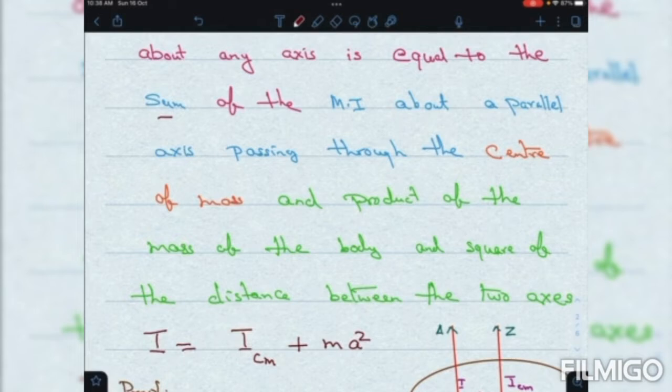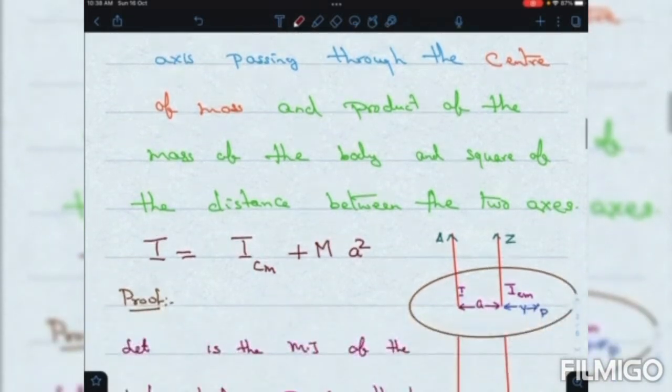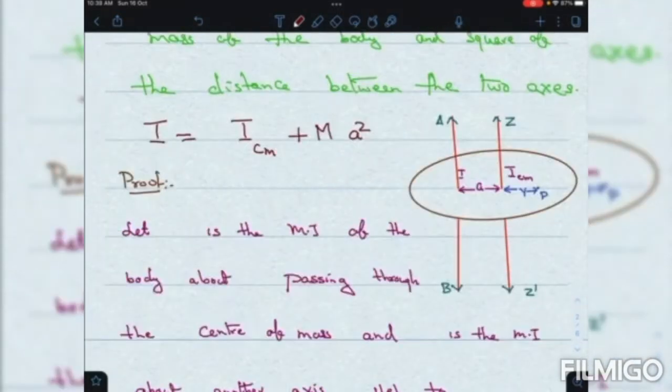If you take the whole mass, instead of the small m I have written, you have to write it as capital M. If you give the notation as capital M, that is capital M A square. Now we have to look into the proof of the parallel axis theorem. Here I am going to find out the moment of inertia about AB. This is AB.